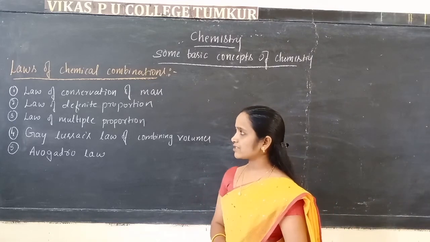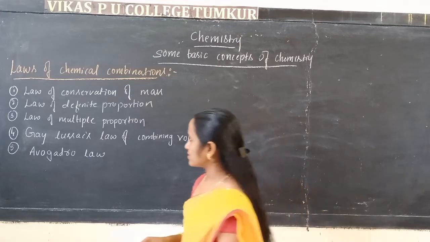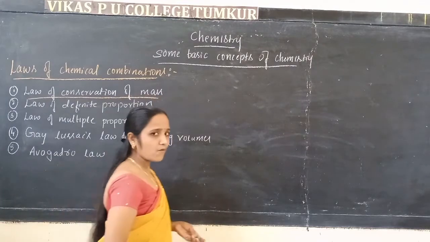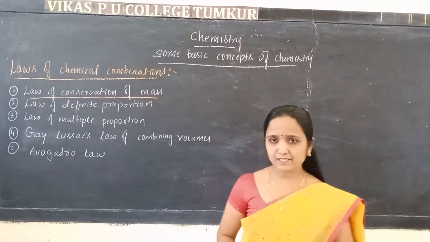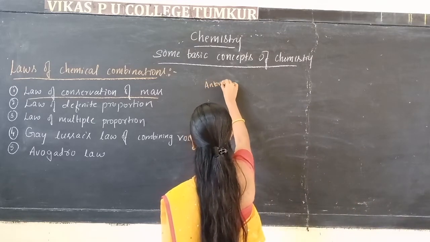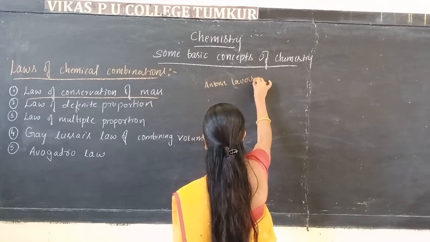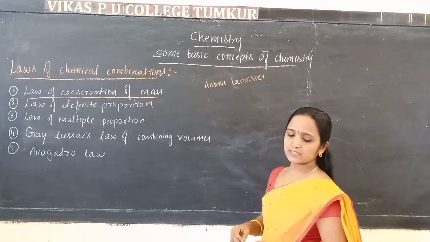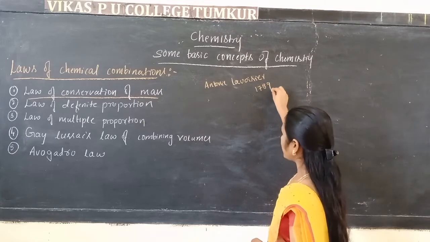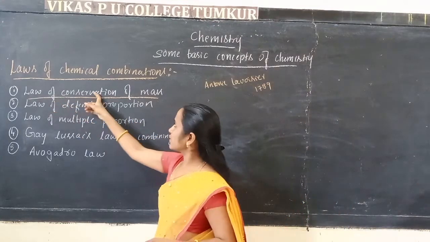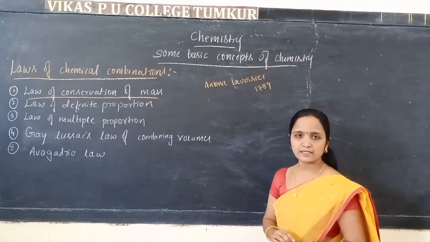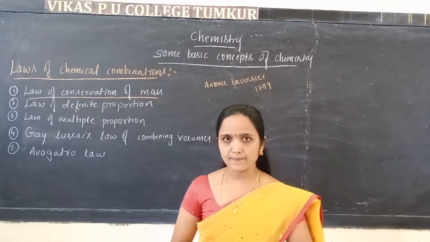First, we are going to be discussing the law of conservation of mass. This law was proposed by the scientist Antoine Lavoisier in the year 1789. The law of conservation of mass was proposed by Antoine Lavoisier in the year 1789.